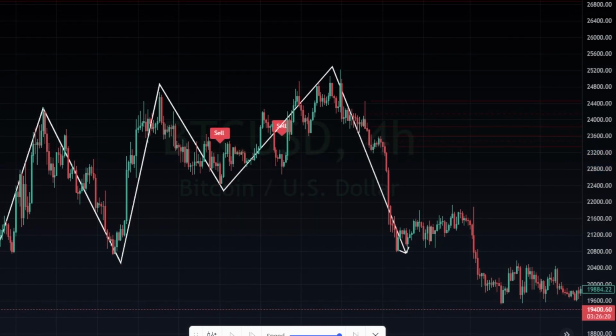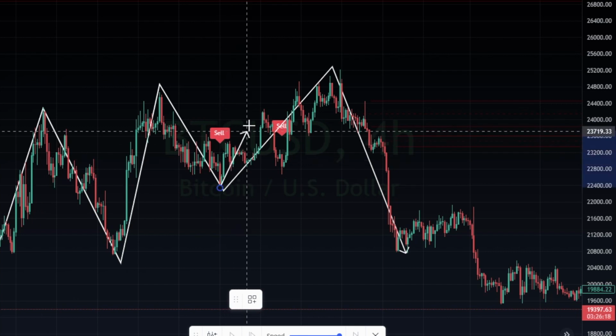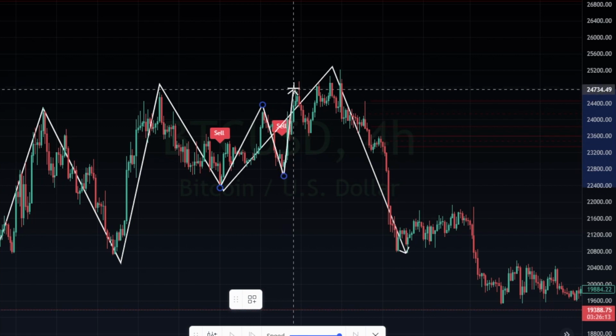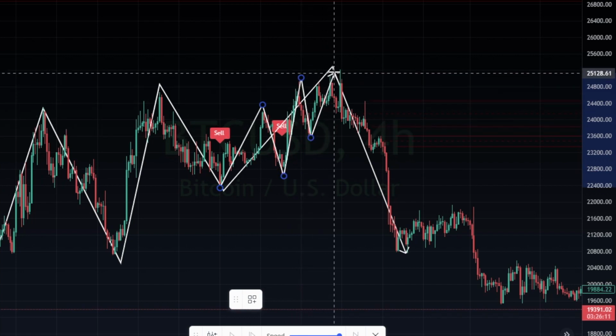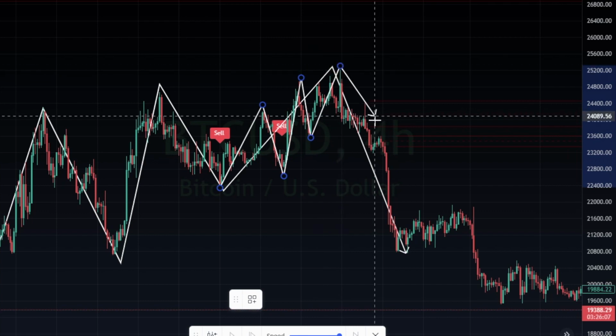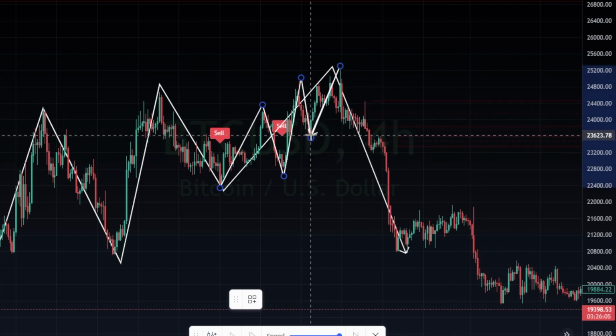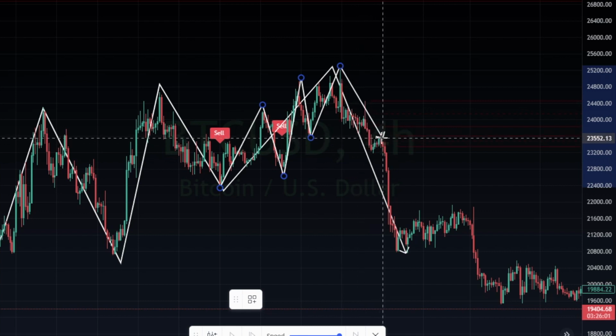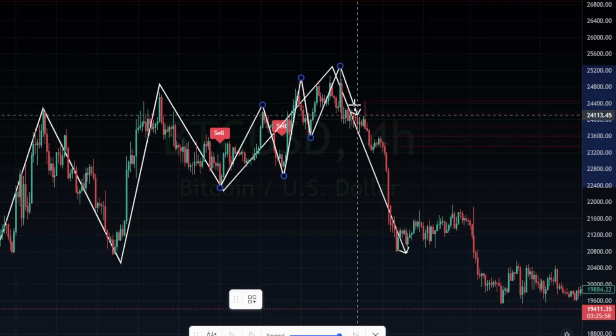Watch this. Lower low, lower high, lower low, lower high, lower low, lower high, and then what? Structure break right here. You could have entered right here on this little pullback. Okay, let me show you that clearer.